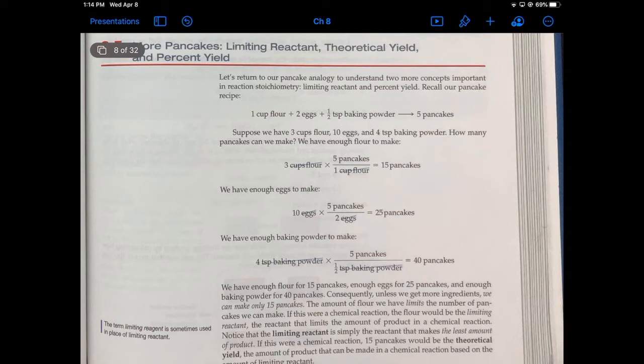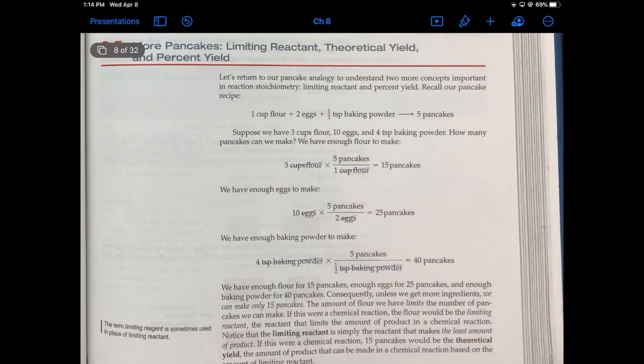What we've done is we've determined how many pancakes each one of the ingredients would allow us to make independently. So we said 3 cups of flour. How many pancakes could we make, assuming we had the other ingredients? Well, we could make 15. We have 10 eggs. How many pancakes could we make there? Again, assuming we have enough of the other ingredients, we could make 25 pancakes.